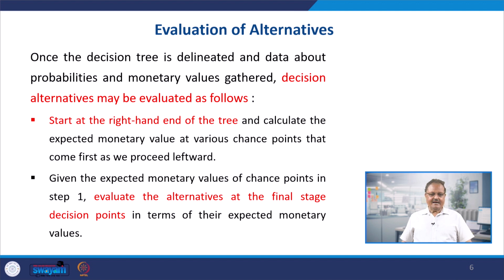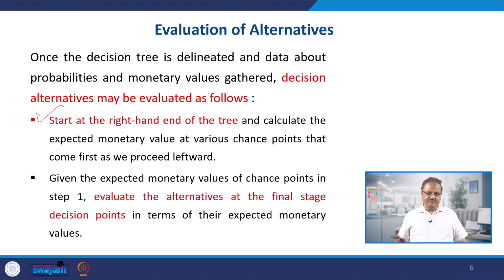So we will have to start evaluating those alternatives. And for evaluating the alternatives, we have to start from the right hand side. So it's written here that start at the right hand end of the tree and calculate the expected monetary value at various chance points that come first as we proceed leftwards. And next thing is, given the expected monetary values of the chance points in step 1, evaluate the alternatives at the final stage decision point in terms of their expected monetary values.